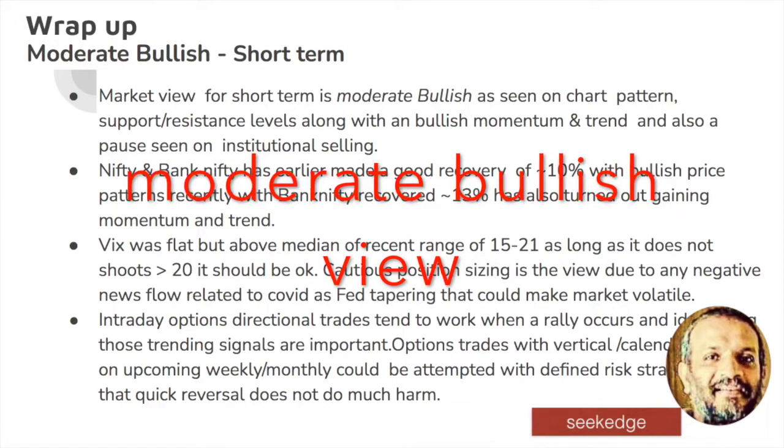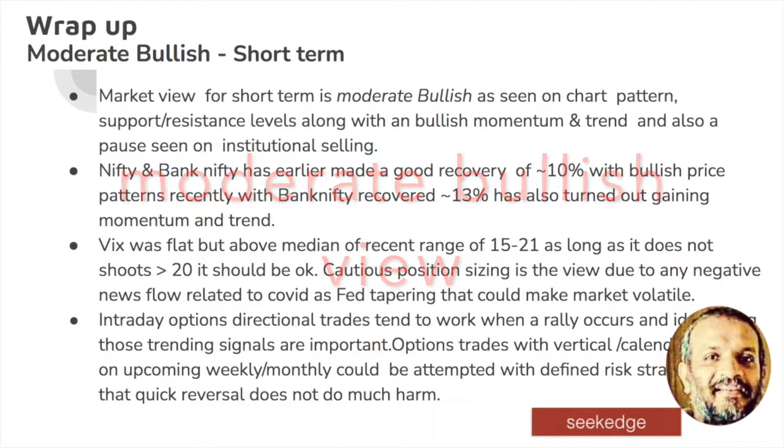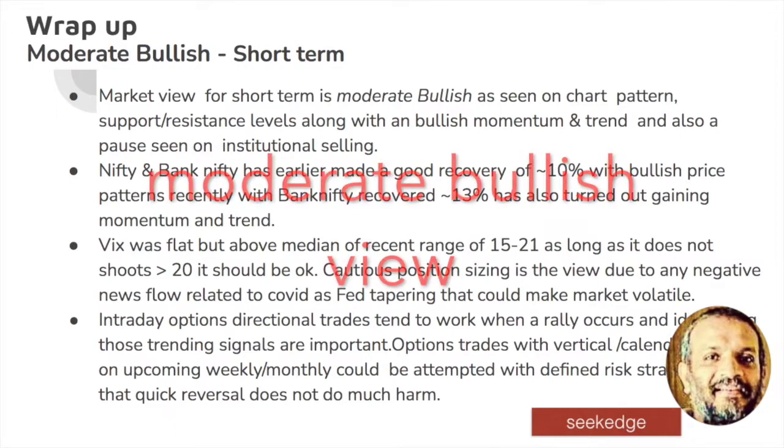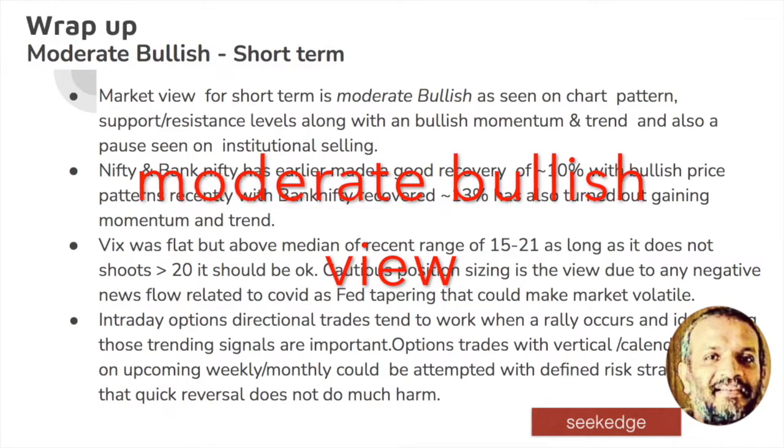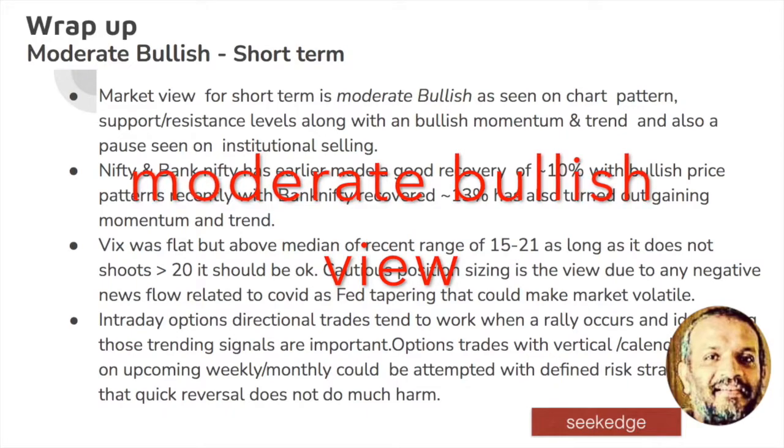Option trades with calendar and vertical spreads, as I always say, will help you avoid reversal pain, and the risk will be defined in case it goes against you. If your view gets damaged, you will not lose much if you're going for option strategies like vertical spreads, calendar spreads, or fully defined risk strategies like iron condor and iron fly and all this. So the wrap up is moderate bullishness, as I said.